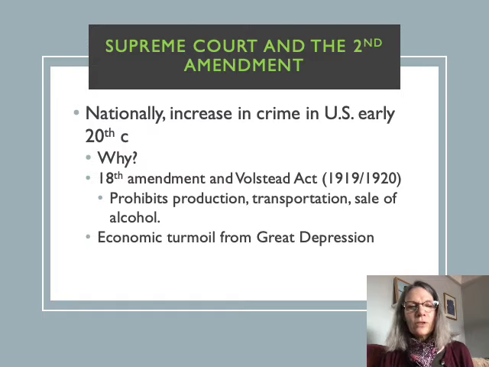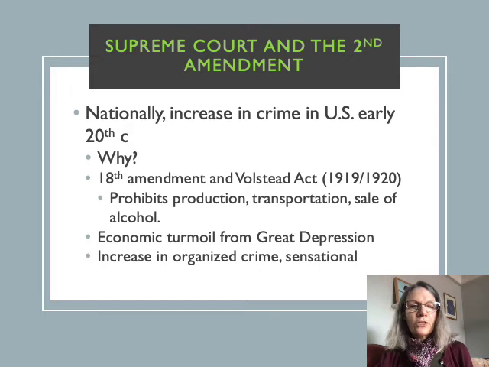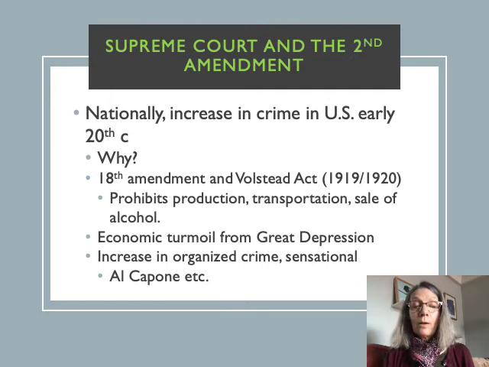We also see a rise in crime as we see economic turmoil from the Great Depression. And, as I mentioned, there's this increase in organized crime as it relates to the prohibition of alcohol. Al Capone and other famous gangsters were involved in the development of organized crime as it relates to prohibition. And so we see this rise of crime in the early parts of the 20th century, and the federal government wants to do something about it, in particular the criminal activities of organized crime that stem from prohibition.